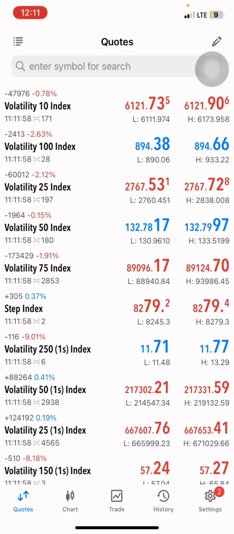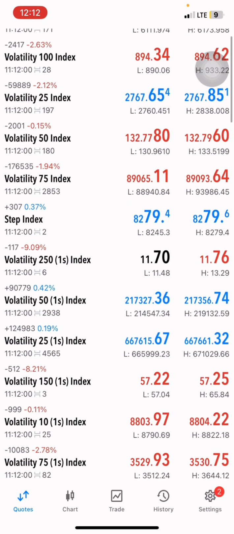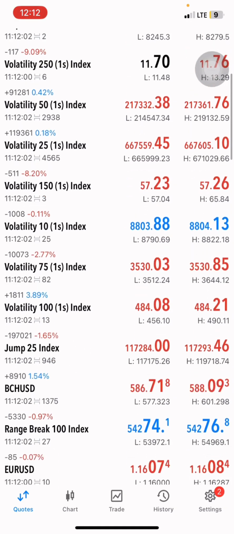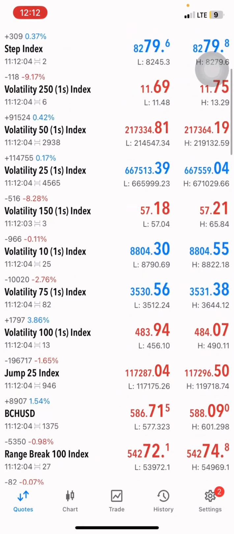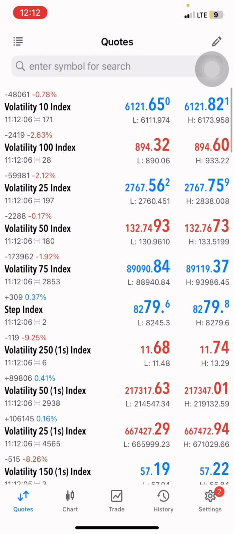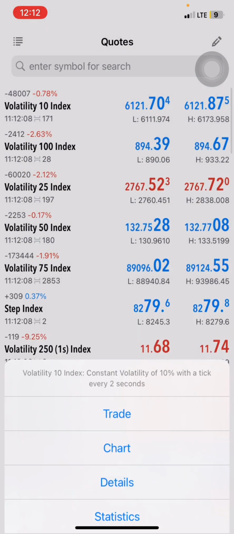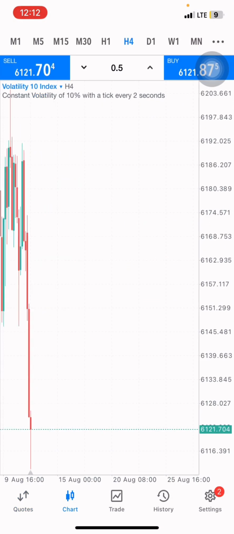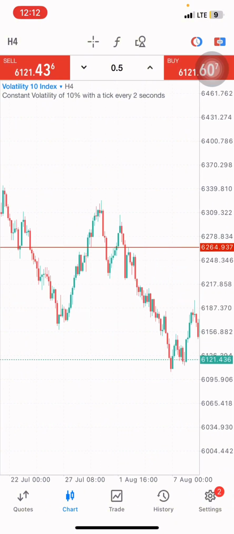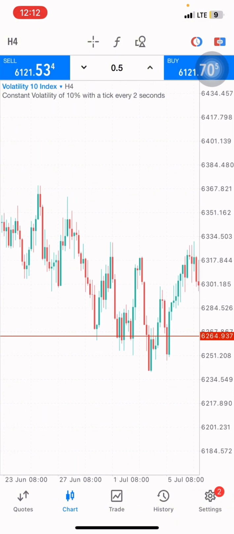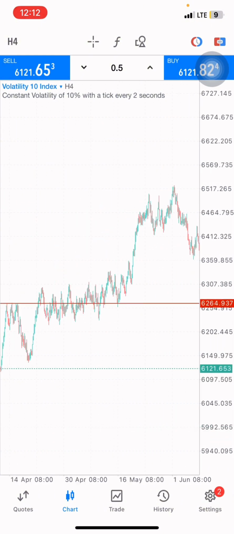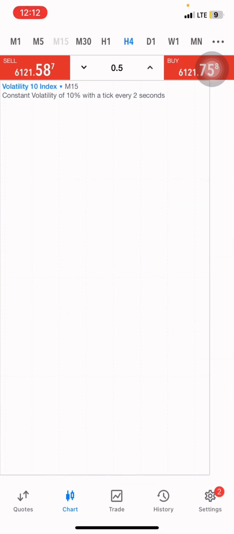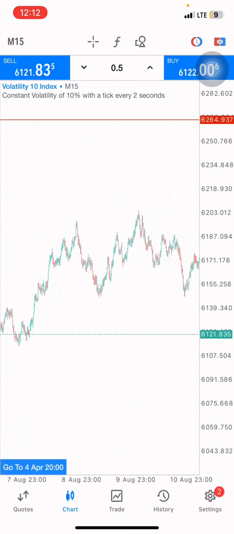So you can see volatility 10, volatility 100. All these are volatility indices. Step index is also a volatility index. Let me open volatility 10 and show you. You can see it's just like a normal forex chart, like your Euro USD, GBP USD. This is exactly how they are. No minus, no plus, exactly the same.